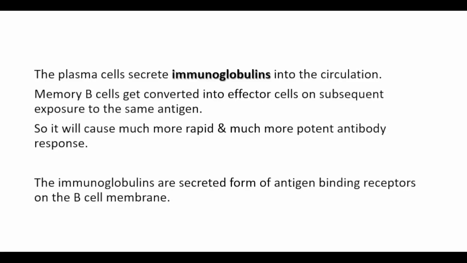Plasma cells will secrete immunoglobulins into the circulation. Memory B cells will remain there and get converted into effector cells on subsequent exposure to the same antigen. Effector cell means the B cells only. So it will cause a much more rapid and much more potent antibody response. As I have already mentioned, immunoglobulins are the secreted form of antigen binding receptors on the B cell membrane.